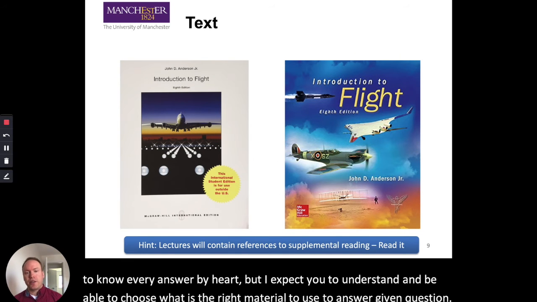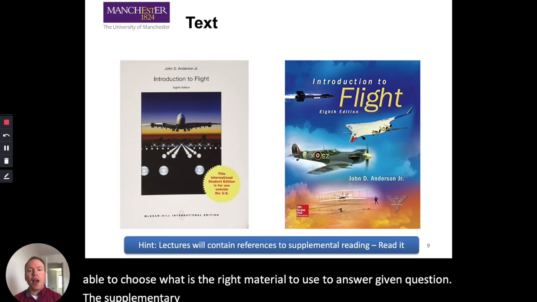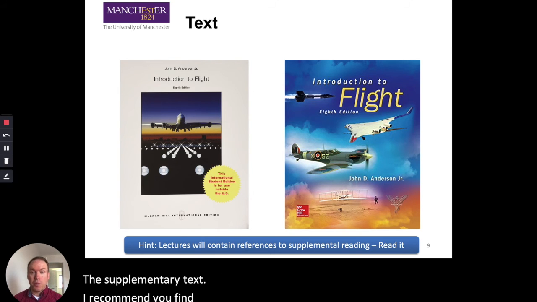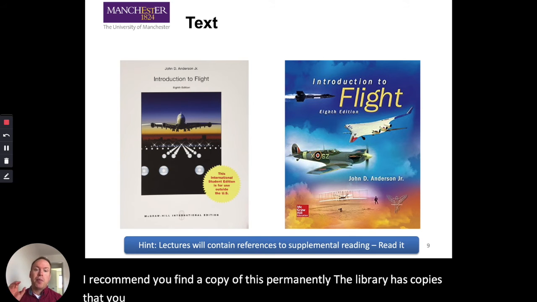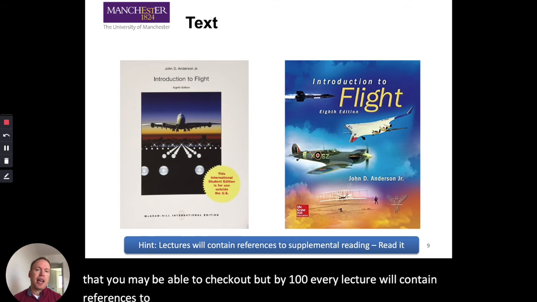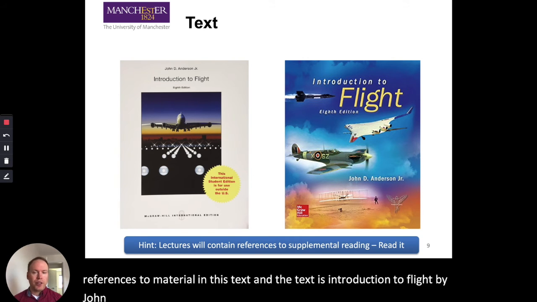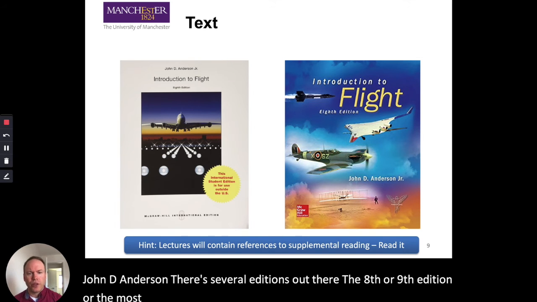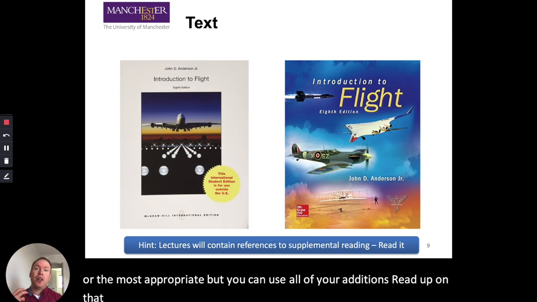The supplementary text. I recommend you find a copy of this permanently. The library has copies that you may be able to check out, but buy one. Every lecture will contain references to material in this text, and the text is Introduction to Flight by John D. Anderson. There are several editions out there. The 8th or 9th edition are the most appropriate, but you can use older editions. Read up on that as you see you need it.